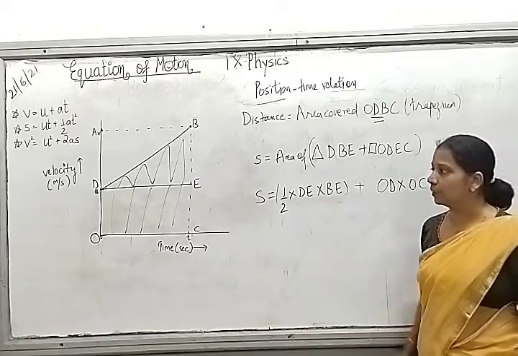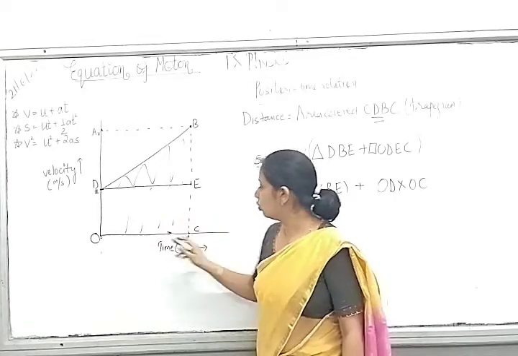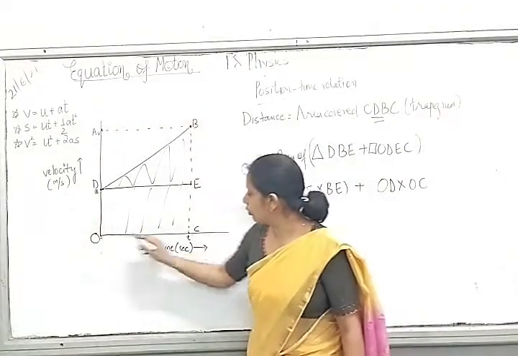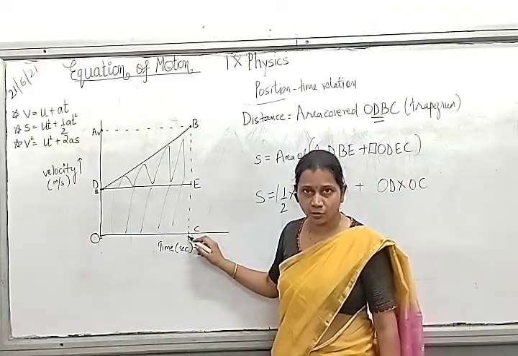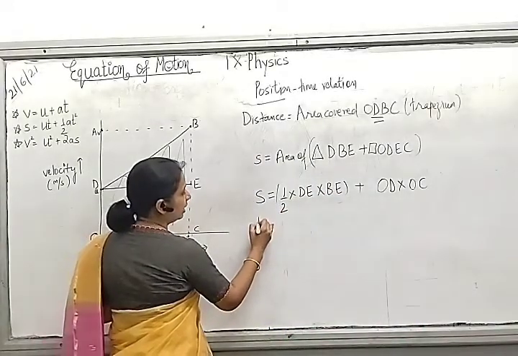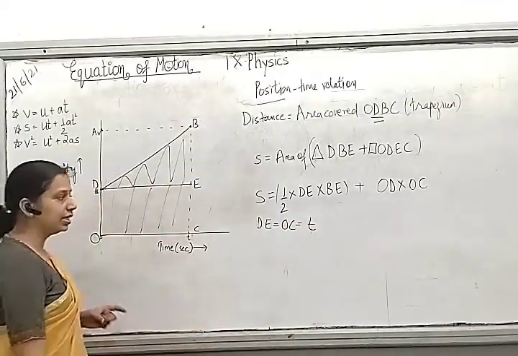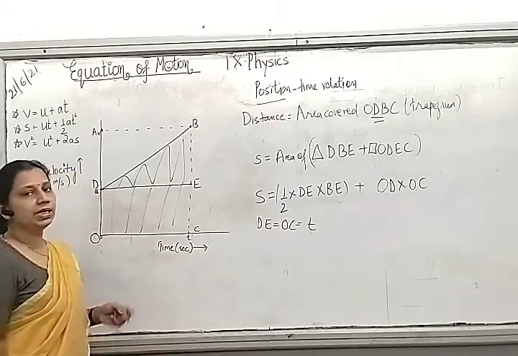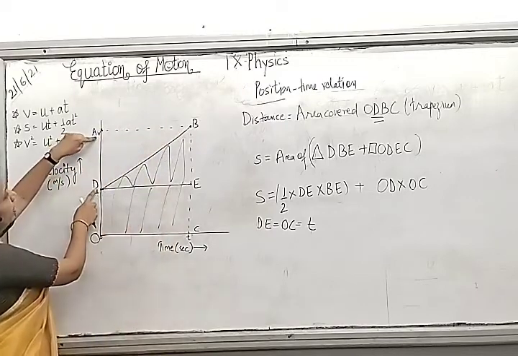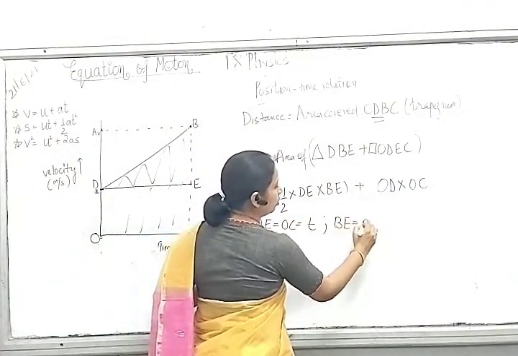Now let's find out DE. If you see here, this is a rectangle, so DE is equal to OC. And what is OC? OC is from 0 to T, that is T. So DE is nothing but equal to OC, which is T. Now BE, what is the height BE? BE is going to be equal to AD, right? So I will write BE is equal to AD.